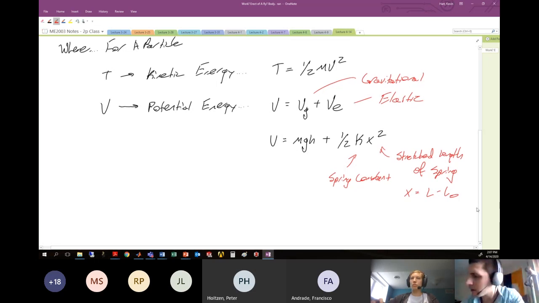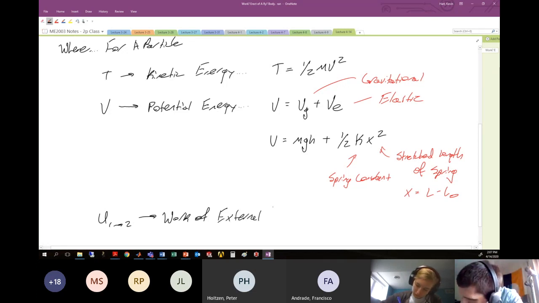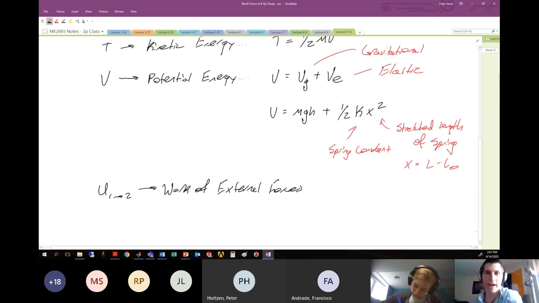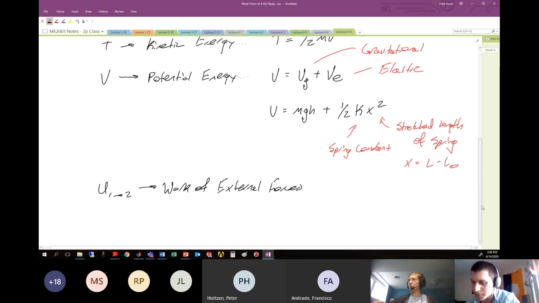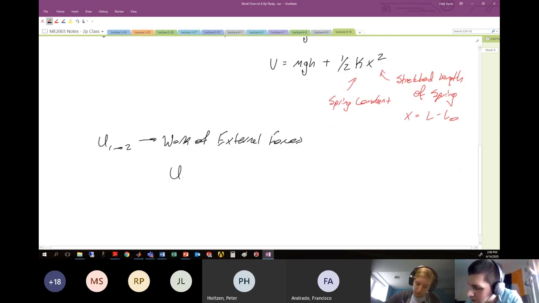And finally, you have work of external forces, which is U1 to 2. This is work of external forces. And I'm not sure which definition you had for your dynamics class. I'm going to give the most formal mathematical definition, and we'll talk about it a little more in just a second, where we say that the work from position 1 to position 2 is the integral from location 1 to location 2, A1 to A2, of the vector F dotted into the position dr. Okay, so this is the most formal definition.